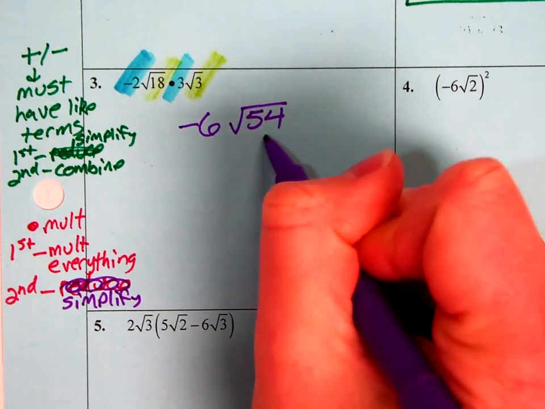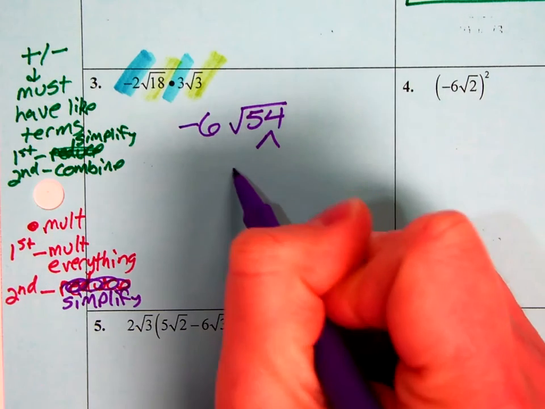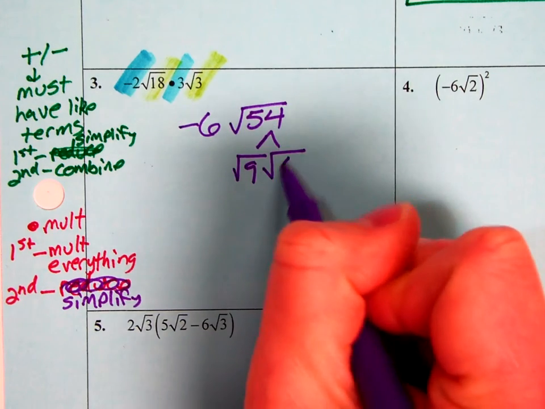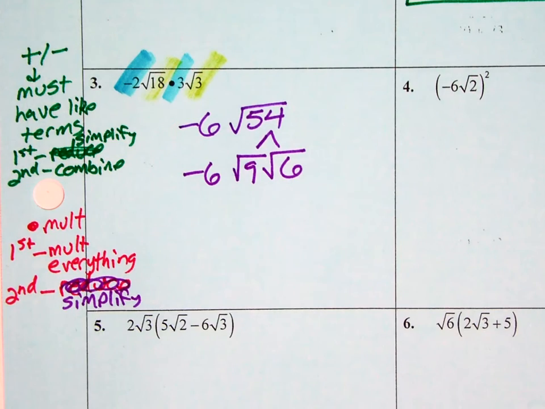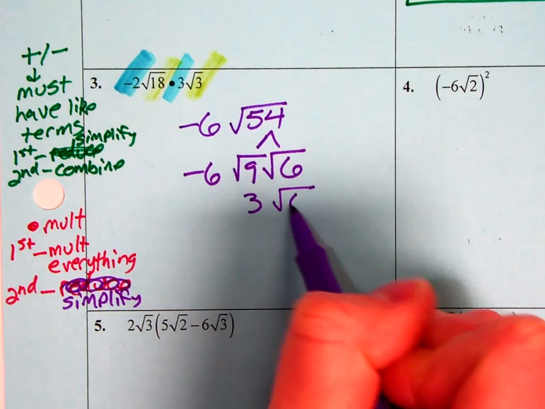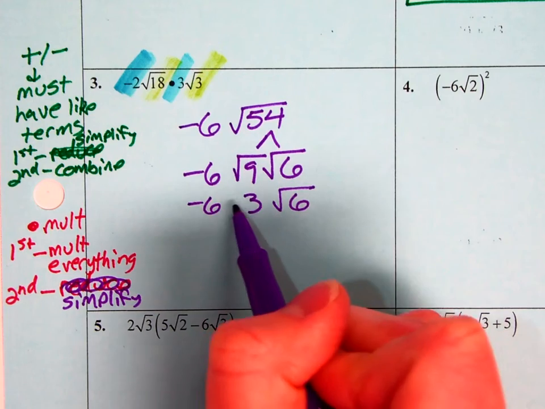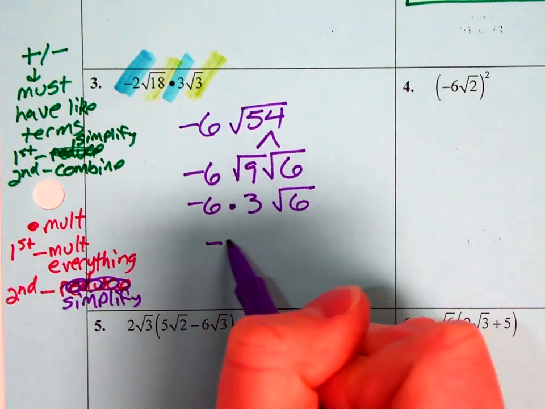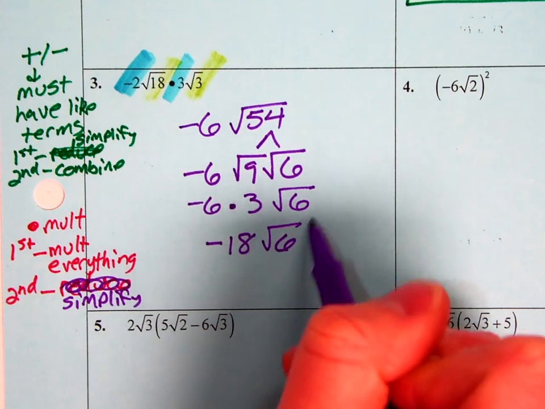So we are going to find the biggest perfect square that goes into 54, which is 9, which goes in there 6 times, and we bring down our negative 6 out front. The square root of 9 is 3. Bring down our square root of 6 and our negative 6 out front. There's multiplication between these. So then we end up with negative 18 square root of 6.